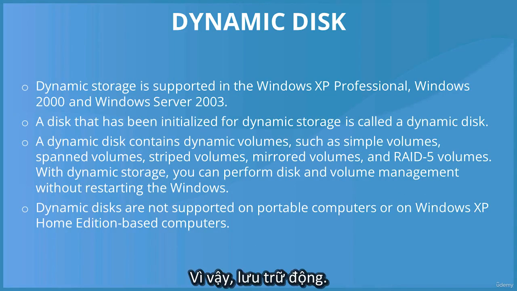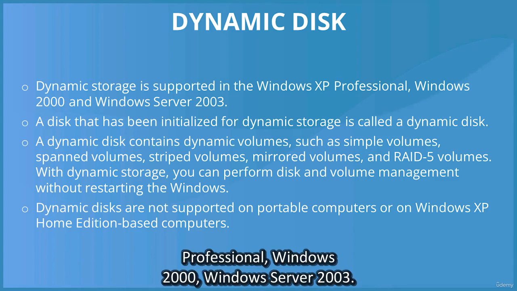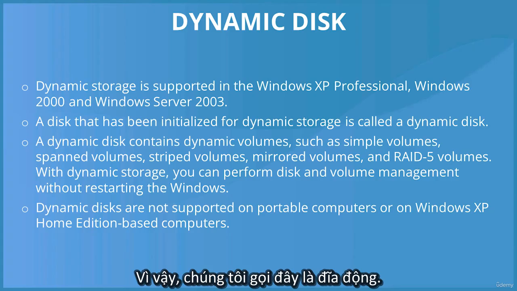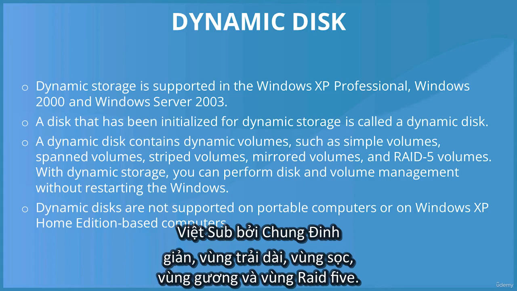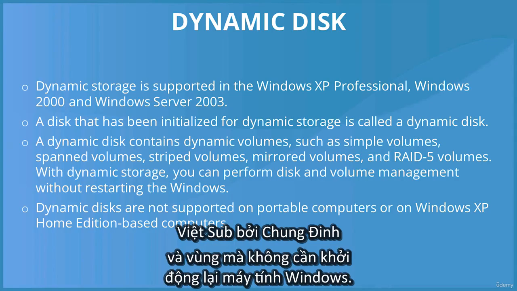So, dynamic storage. This is what's supported in Windows XP Professional, Windows 2000, Windows Server 2003. It's a disk that's been initialized for dynamic storage, right? So we call it a dynamic disk. The dynamic disk contains dynamic volumes, such as simple volumes, spanned volumes, striped volumes, mirrored volumes, and RAID 5 volumes. With dynamic storage, you can perform disk and volume management without restarting the Windows machine.